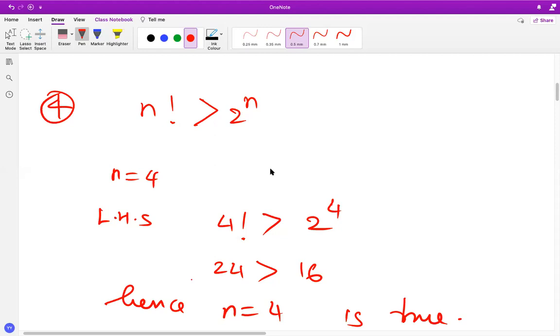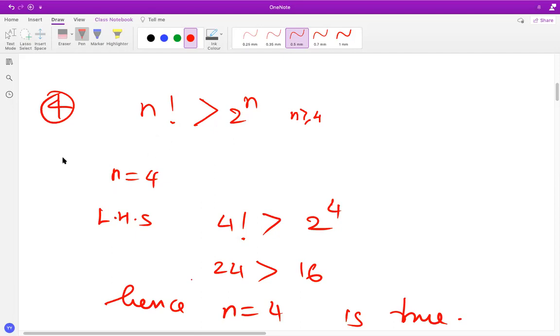When you're working on inequality induction, questions can be asked along similar lines. When n is higher than or equal to 4, you have to prove this inequality by induction. So let's say the inequality is here: n factorial is more than 2 raised to n.